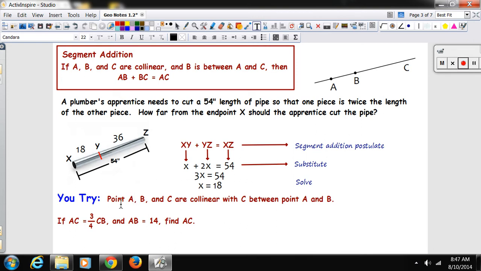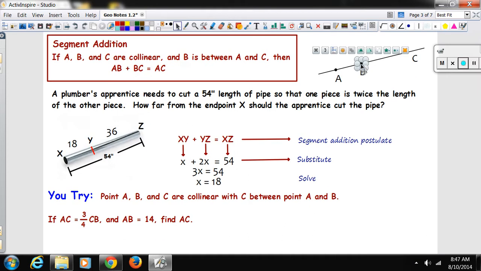Here, you try one. Points A, B, and C are collinear, just like we have up here. Oh, I lost C somehow. How did I lose C? My bad. Here's C right there. Sorry. Okay, so there's C. They're collinear. They're on the same line. This time, actually, C is between A and B. Alright, so let's put C in the middle of A and B for this example.